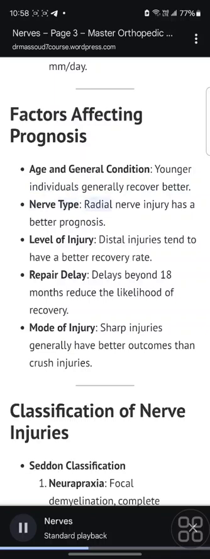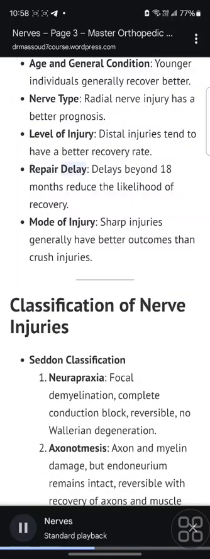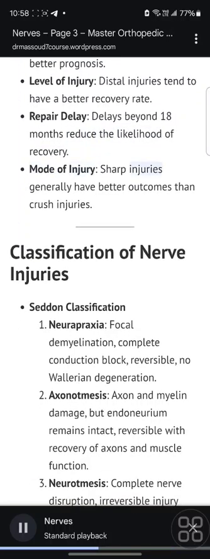Nerve type: radial nerve injury has a better prognosis. Level of injury: distal injuries tend to have a better recovery rate. Repair delay: delays beyond 18 months reduce the likelihood of recovery. Mode of injury: sharp injuries generally have better outcomes than crush injuries.